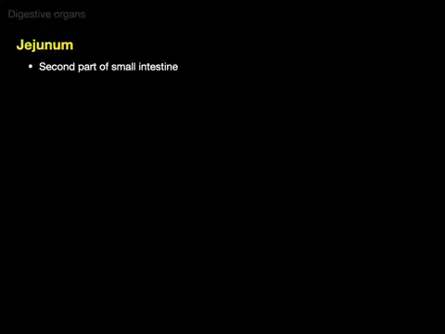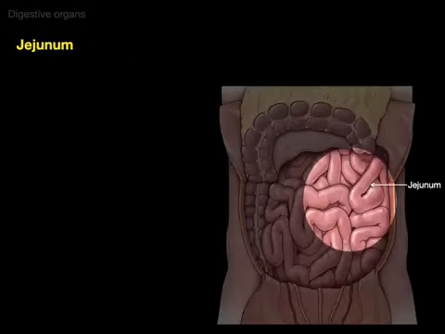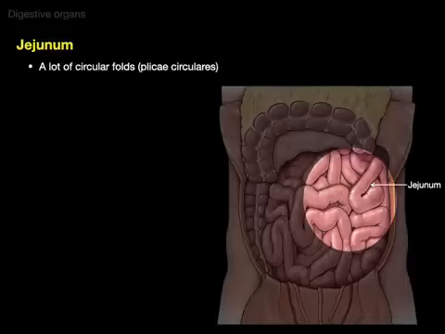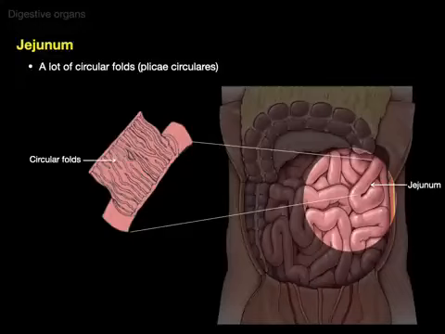Now, the jejunum is the second part of the small intestine, as we've shown here, and it has a lot of circular folds. The fancy way of saying it is the plicae circularis, lots of circular folds, as you can see there. So there's lots of absorption of the nutrients from the food we're eating.